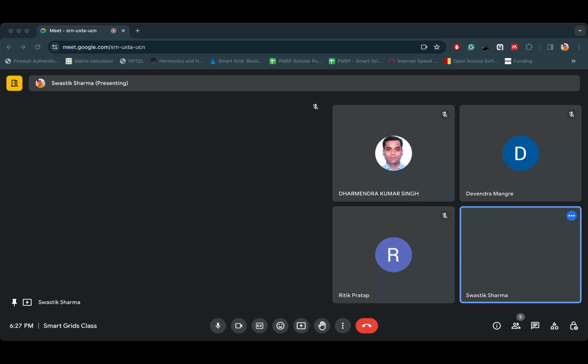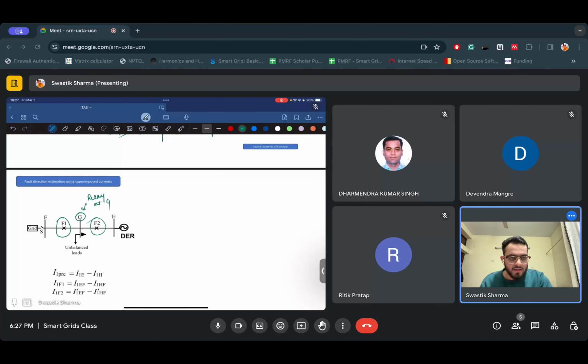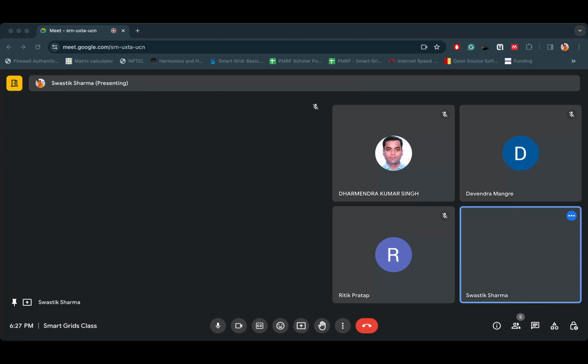So let's continue. Let's say there is a relay at G, and this microgrid can be connected to the grid, and it is connected to a DER. What we want is: how will this relay at G be able to sense if a fault happens at the F1 place or the F2 place? There are two kinds of faults happening. One is forward to it and one is reverse to it. So how will it be able to sense it?